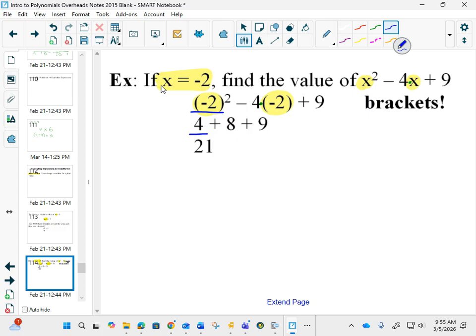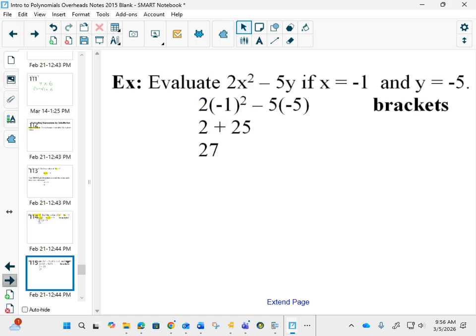Here I have a -4 times a -2. Does it make sense that this part here in orange becomes a +8? And then I still have the +9 from before. And now we're just adding and subtracting. So 4 plus 8 is 12. 12 plus 9, 21. So this is the idea of substitution.